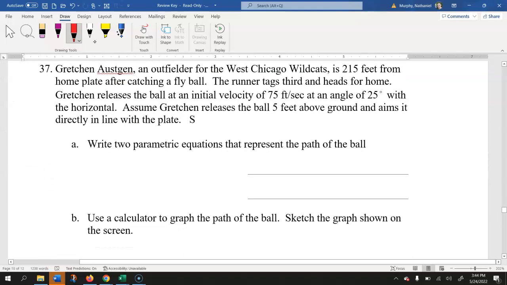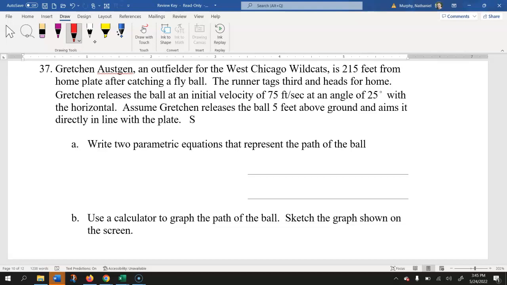All right, let's look at number 37. So it's Gretchen Askren as an outfielder for the West Chicago Wildcats. She is 215 feet from home plate after catching a fly ball. The runner tags third and heads for home. Gretchen releases the ball at an initial velocity of 75 feet per second and an angle of 25 degrees with the horizontal. Assume Gretchen releases the ball 5 feet above the ground and aims it directly in line with the plate. Call that plate S.